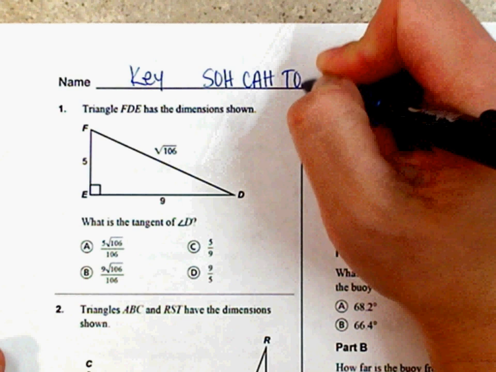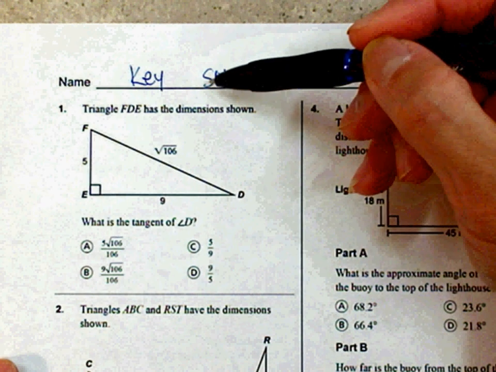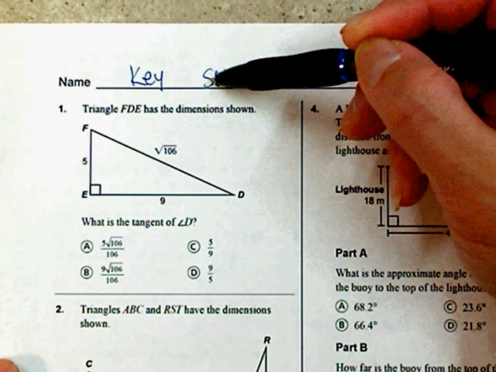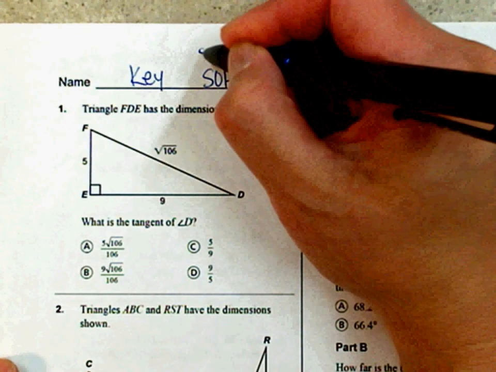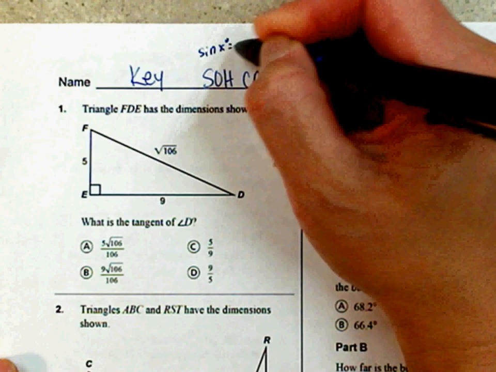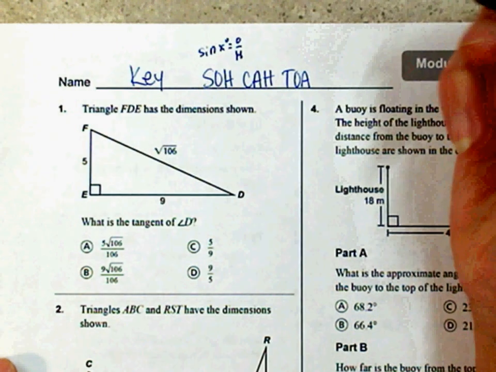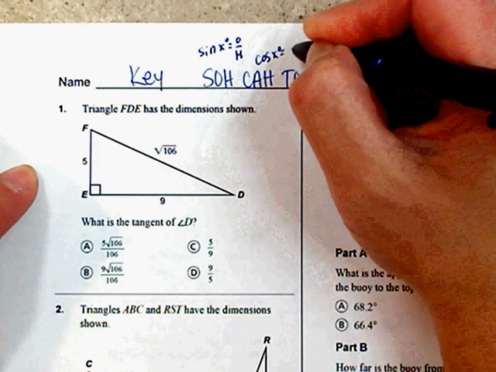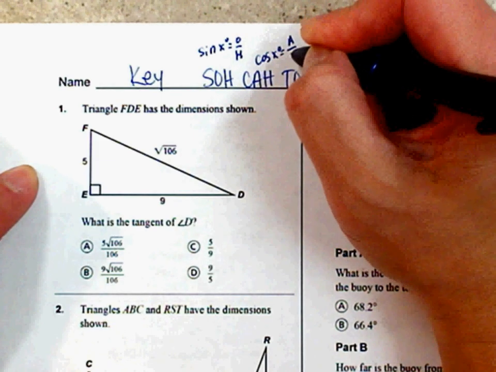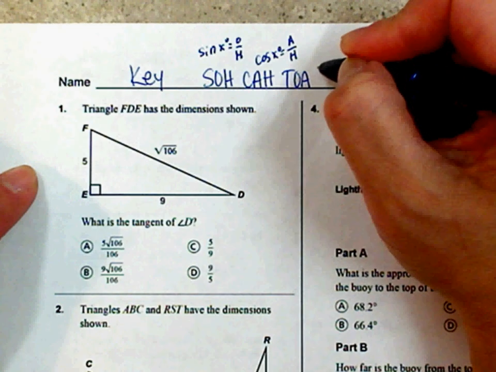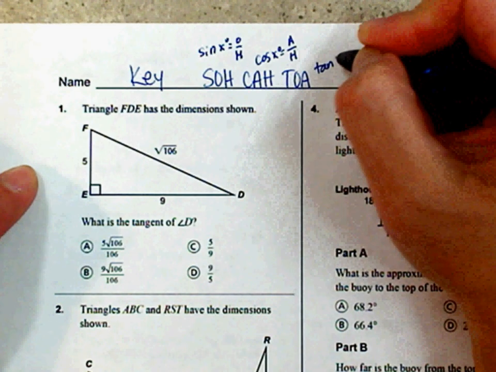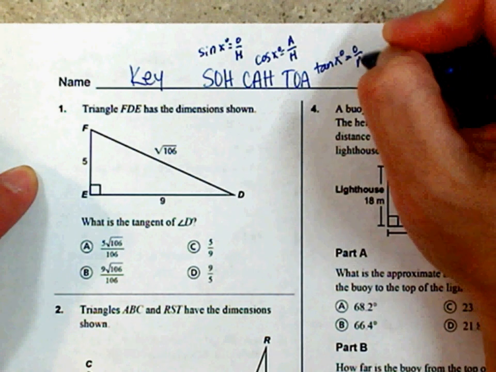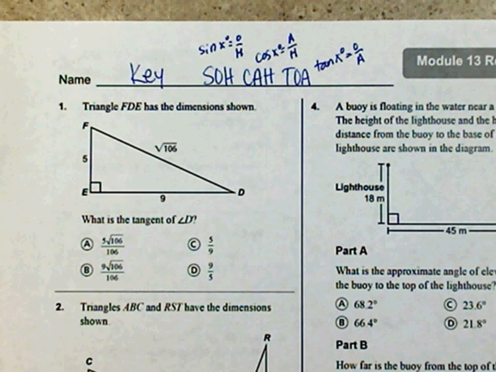okay? And what is SOHCAHTOA? Sine is equal to opposite over hypotenuse. And the angle always goes with the sine. Cosine, there's your angle, is adjacent over your hypotenuse. And tangent, TOA, is tangent of x degrees equals opposite over adjacent. So make sure you know that before you move on to today.